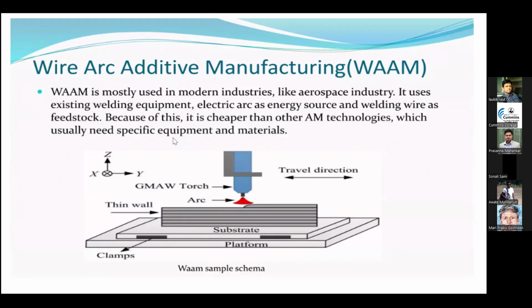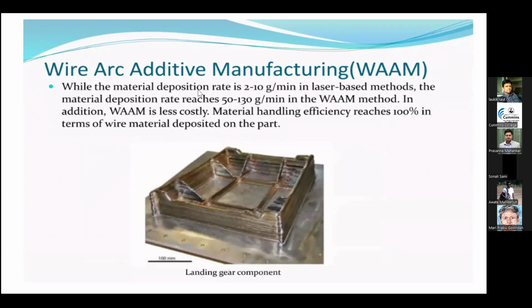So why do we use wire arc additive manufacturing? The main reason is the highest deposition rate. There are other additive manufacturing techniques like laser-based methods, but there the material deposition rate is 2 to 10 grams per minute. Whereas in wire arc additive manufacturing, the material deposition rate is around 50 to 130 grams per minute. So this is the biggest advantage. When you compare with other additive manufacturing processes, its rate of deposition is quite high.